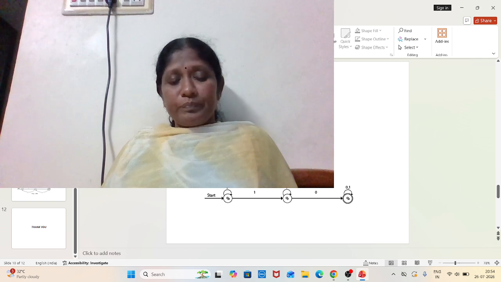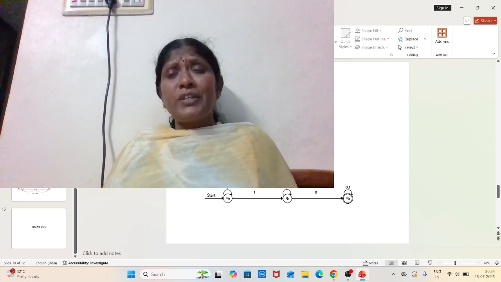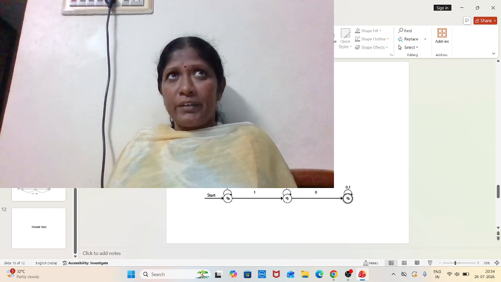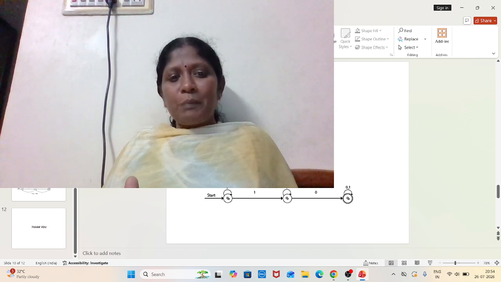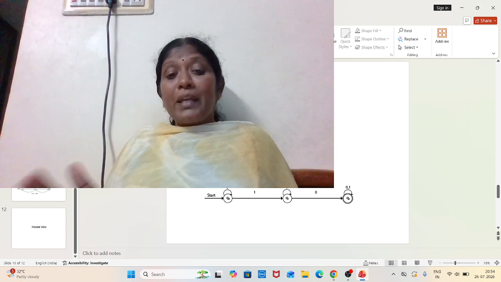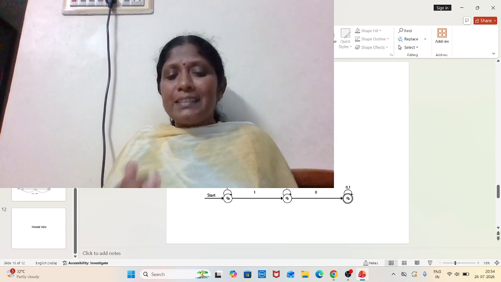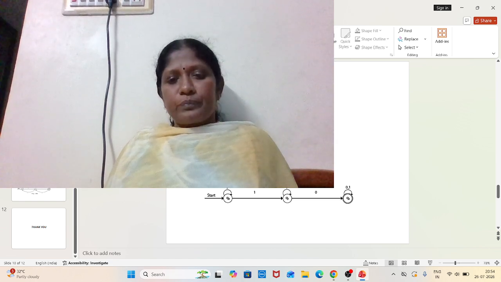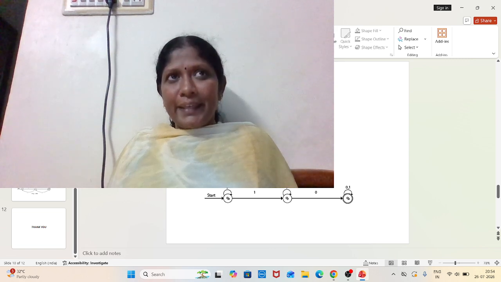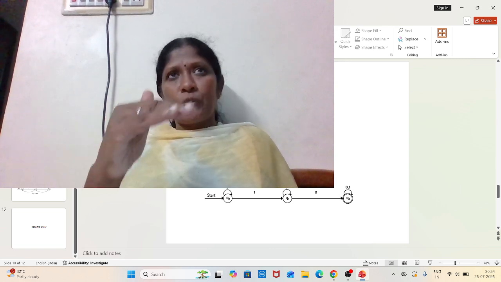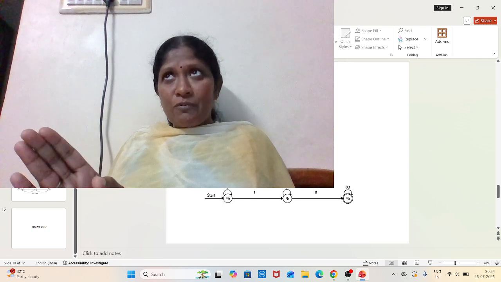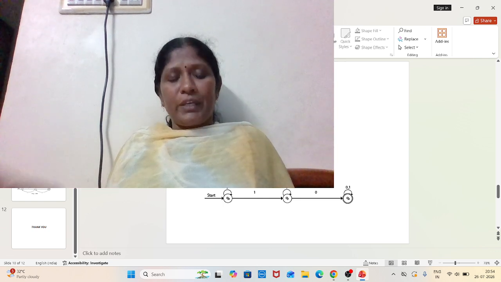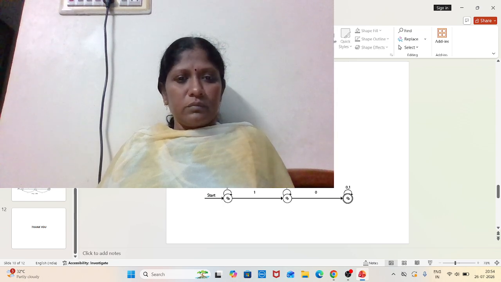Next step, construct the transition table for all the subsets we found. Fifth step, draw the transition diagram for the constructed transition table. This transition diagram is a DFA that is equivalent to the given NFA. This is the process of conversion of NFA to DFA. Thank you.